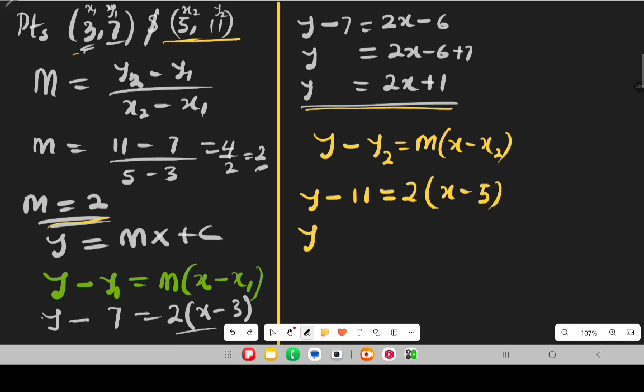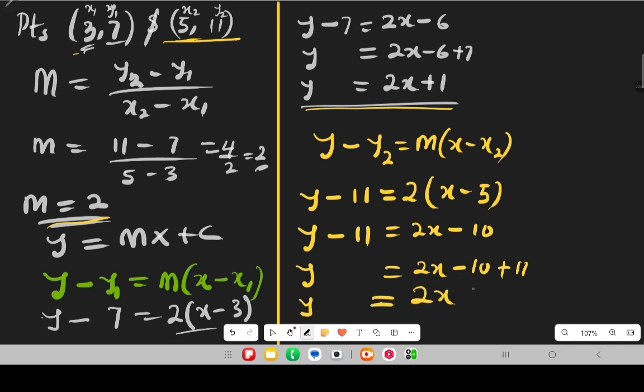Then when we expand, we have y minus 11 equal to 2 times x gives us 2x, 2 times minus 5 gives us minus 10. Then when we make y the subject of the formula, we have y equal to 2x minus 10 plus 11, when minus 11 crosses the sign of equality. Then we have y equal to 2x minus 10 plus 11, which gives us plus 1, which is the equation of the line and is the same as the first one we solved. So whichever point you use, you must surely get the same answer.